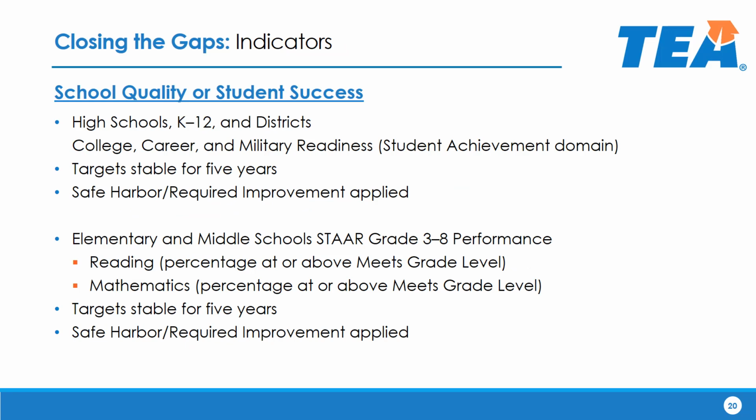And the last indicator required by ESSA is described as an indicator of school quality or student success. For the school quality and student success indicator, we're using the same college, career, and military readiness indicators that we use in the student achievement domain for high schools. For elementary schools and middle schools, we'll be using performance on reading and mathematics STAAR exams at the meets grade level standard or above. And again, targets should stay stable for 5 years, and Safe Harbor is available.